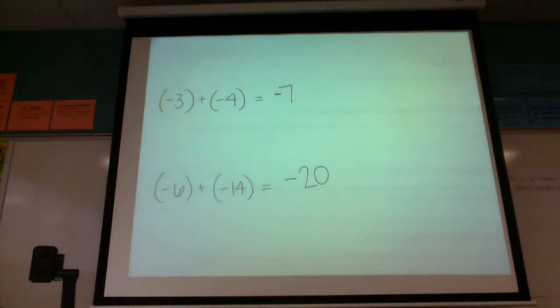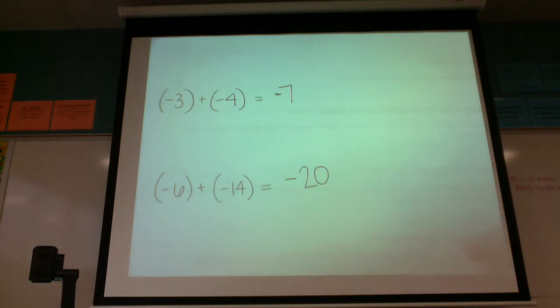So I want you to stop and think for a second of what is a generalization, or maybe similar to a rule, that we could come up with for when I'm adding integers together that have the same sign. If I'm taking a positive number plus a positive number, what am I going to get? You should get a positive number. If I'm taking a negative number plus a negative number, what should I get? You should get a negative number.